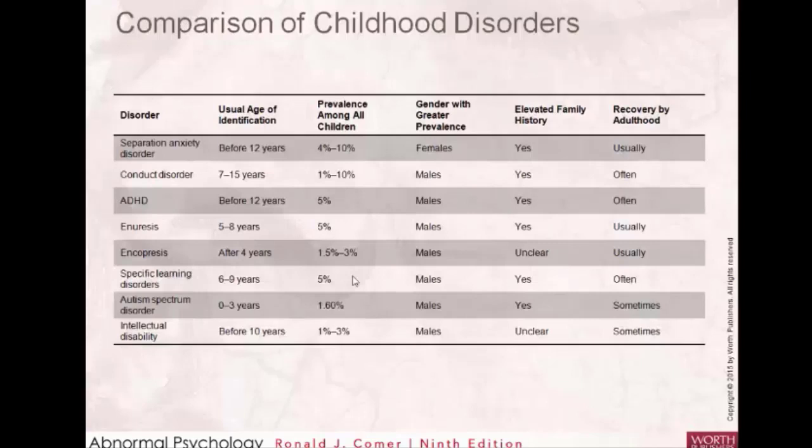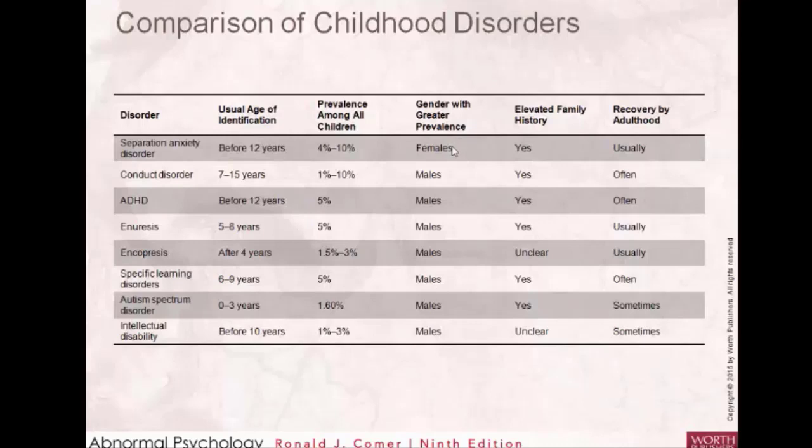All right. So at this point, I have a chart here that has some information for you just to take a look at. It talks about the usual age of identification. So the ones we've been talking about so far are mostly happening at least age 5 and up, although some of the ones we're going to talk about might potentially be recognizable earlier than that. We have prevalence rates, also gender.